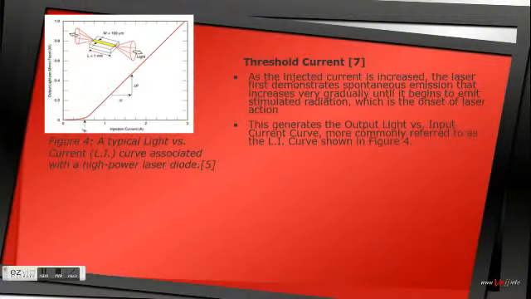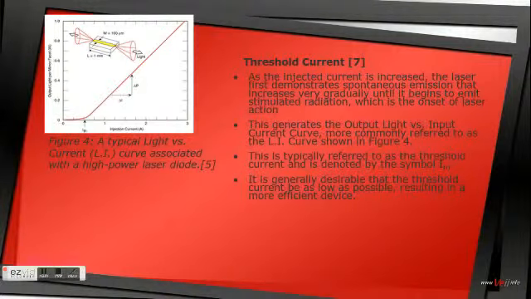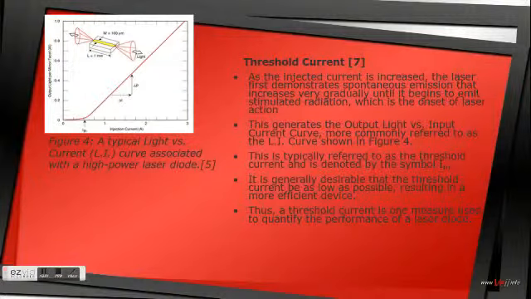2. This generates the output light versus input current curve, more commonly referred to as the LI curve, shown in Figure 4. 3. This point is typically referred to as the threshold current and is denoted by the symbol Ith. 4. It is generally desirable that the threshold current be as low as possible, resulting in a more efficient device. 5. Thus, the threshold current is one measure used to quantify the performance of a laser diode.